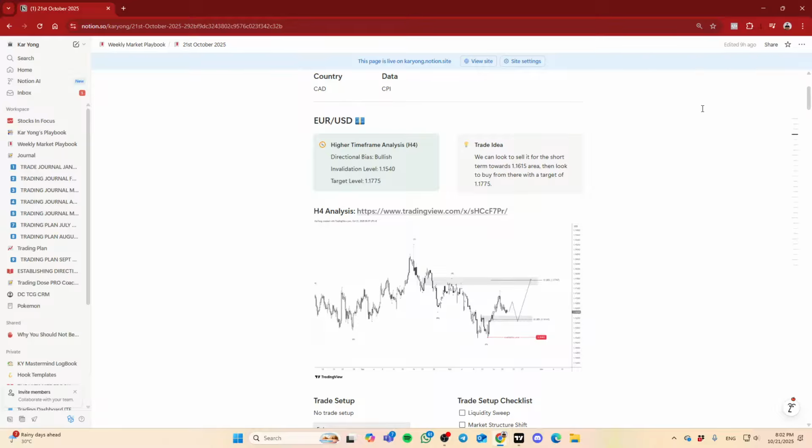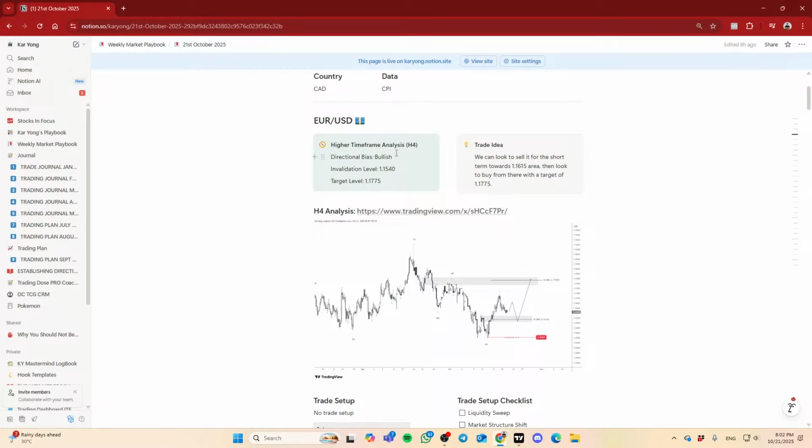Basically, we're covering the majors, some of the crosses, as well as commodities, one index, and the Bitcoin side of things. So a slight navigation to walk through: on the left, you have the higher time frame analysis. What's the directional bias? What's the invalidation level? What's the target level? I think it's pretty straightforward.